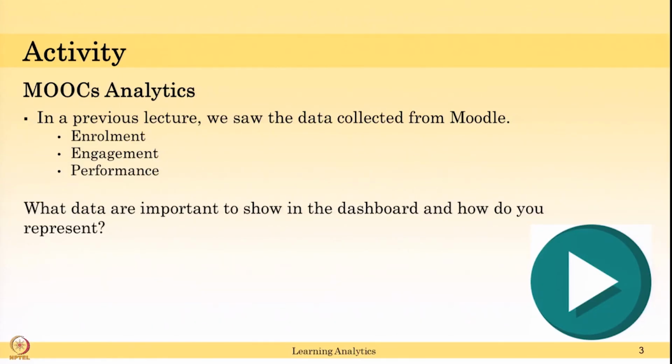Before we look at the MOOC analytics dashboard, we remember that a couple of weeks ago we saw what data can be collected from Moodle, for example, enrollment data and engagement data from the students. Enrollment data will give you the profile information, where they are from, the gender, and also we collected the performance in the course. So, what data would you like to show in the dashboard? If you have this information from say 1000 users who have taken your course, which data is important to show in the dashboard to the instructor?